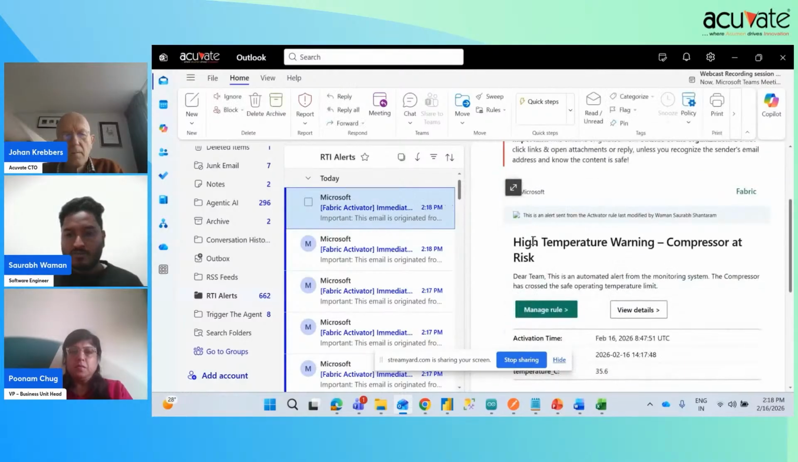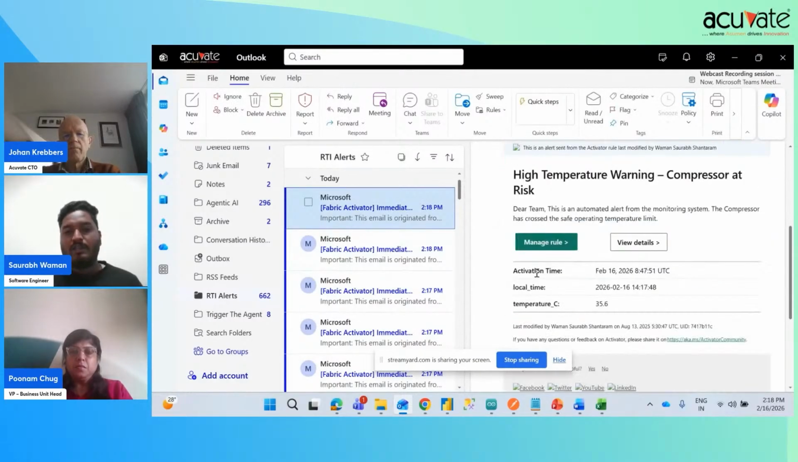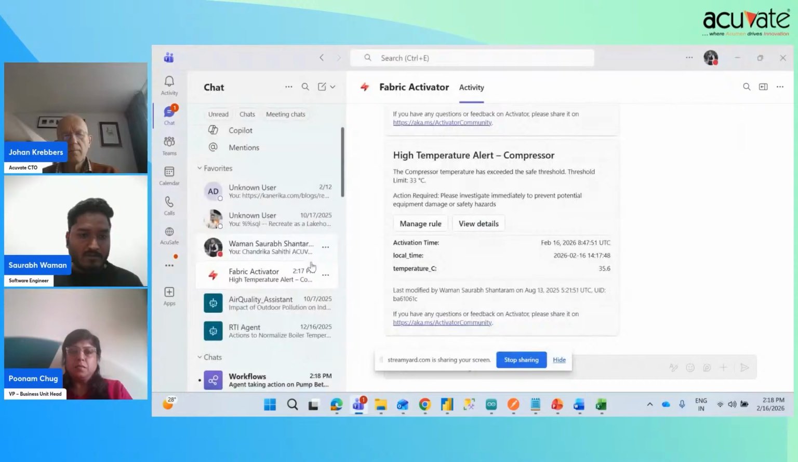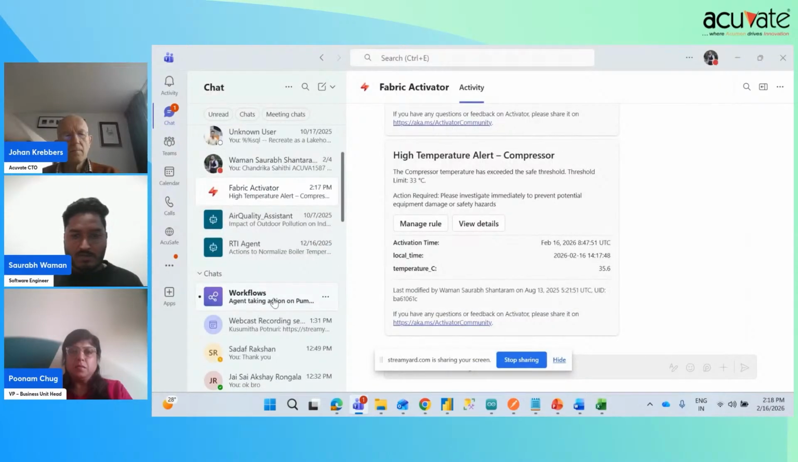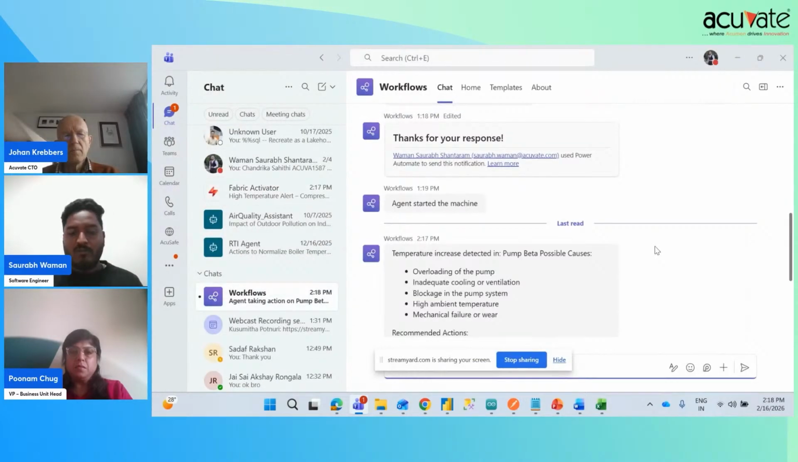Here you can see a high temperature warning for the compressor. You can see the activation time, at what time the temperature gets fetched, and what the temperature is for that particular machine. Our agentic AI also gets activated, so it will find out what the possible causes and actions are.